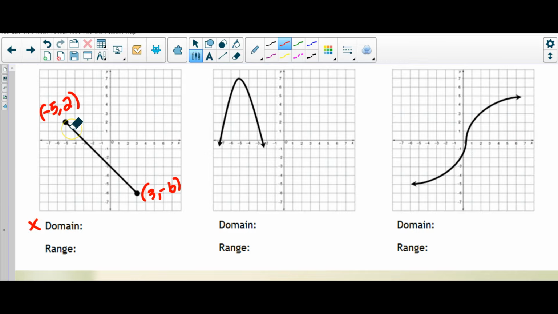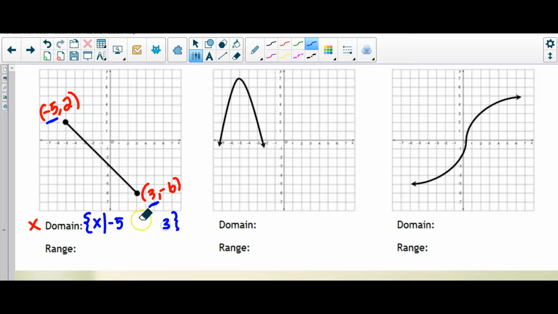So when I am discussing domain, that is my x values. Because I labeled these, I can clearly see that my x's are going to fall in between these 2 points. They start at -5 and they're going to go to 3. I can write this as a compound inequality.